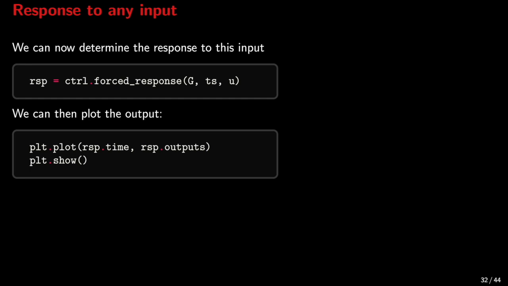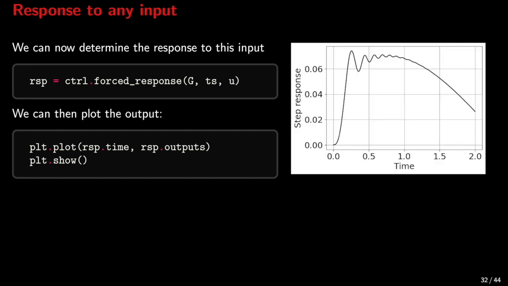Control.forced_response returns an object which stores the output of the system. We can plot this using matplotlib as we see here. The response of the system is shown here. And now we can go back to our inverted pendulum.